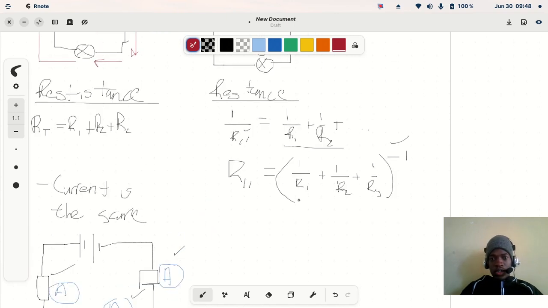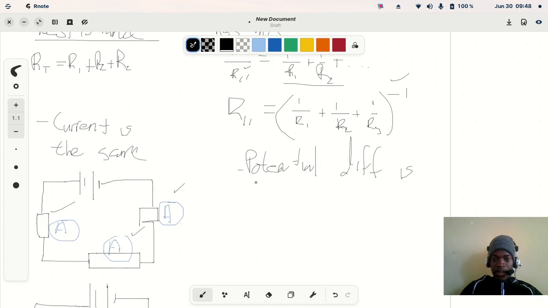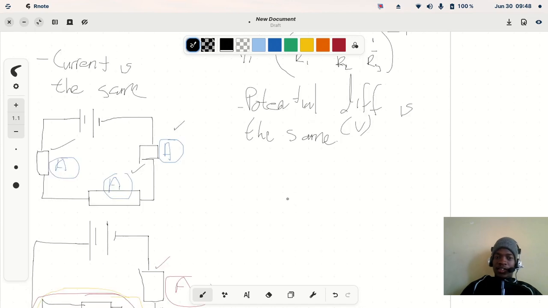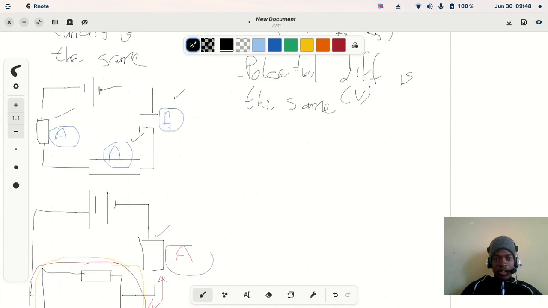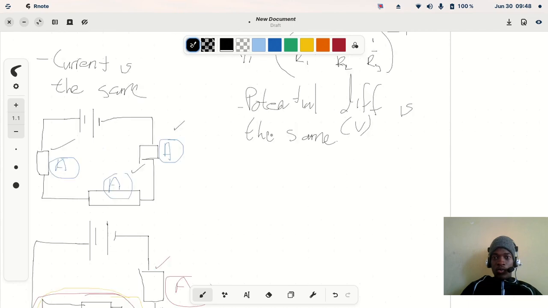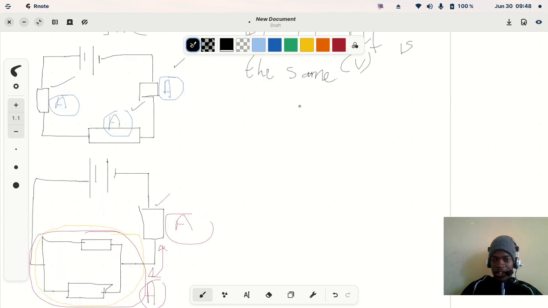And then when it comes to the parallel circuit, one thing we have to keep in mind is the fact that potential difference is the same. Those who don't know what potential difference is, it's voltage. Yes, in a parallel combination, potential difference is the same. I had myself in a snag there.